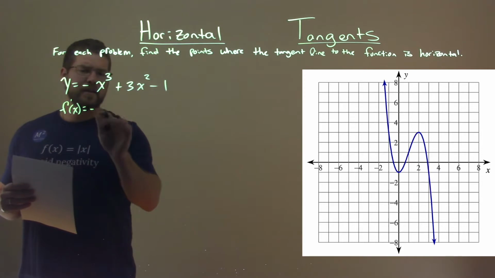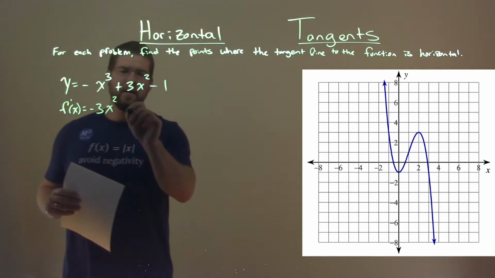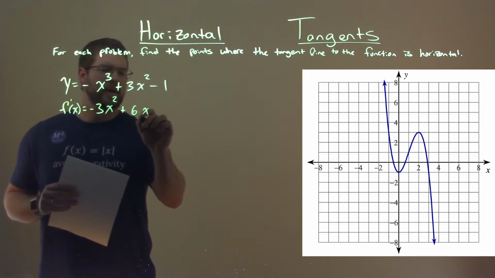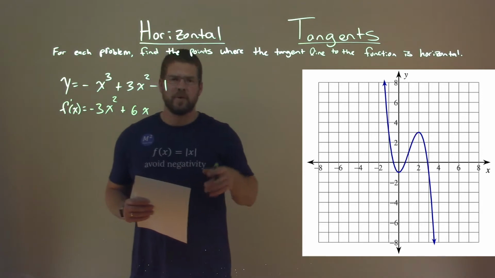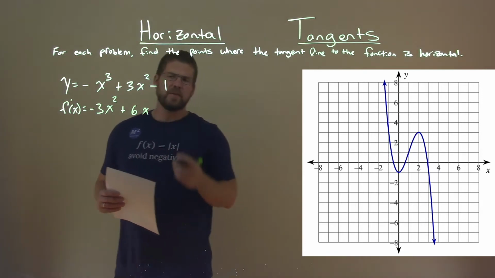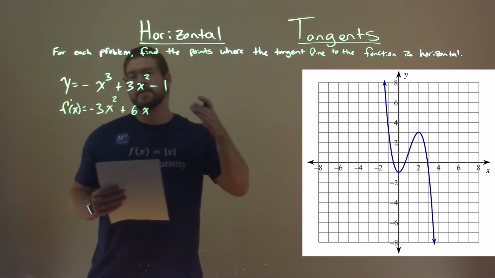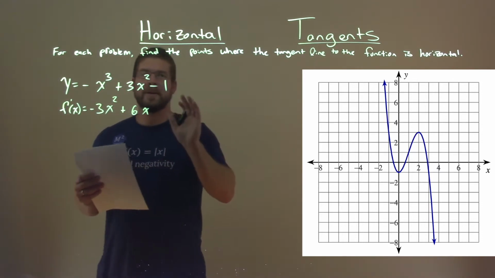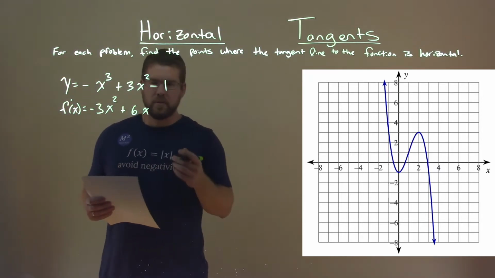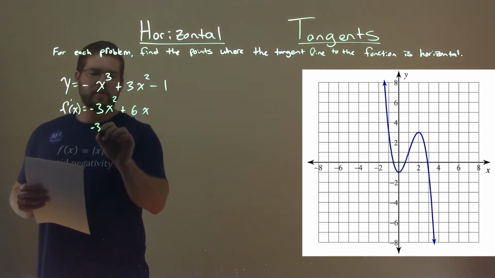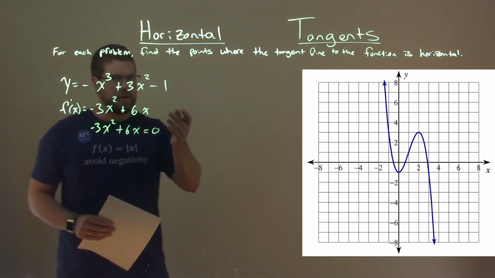The negative stays out here, 3 comes down, x, subtract the exponent by 1 is a 2. Plus 2 times 3 is a 6, x, subtract the exponent by 1, which is 1. And the derivative of negative 1 is 0. We easily have our derivative here, and we know where our derivative is equal to 0, that's where the slope of the tangent line is equal to 0, which is when it's horizontal. So we have negative 3x squared plus 6x equals 0, and let's solve for x.